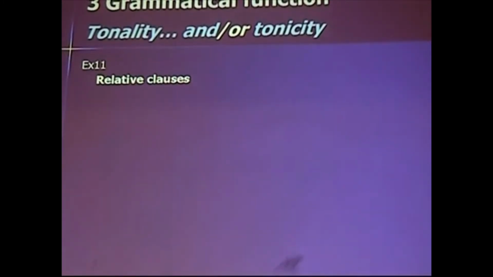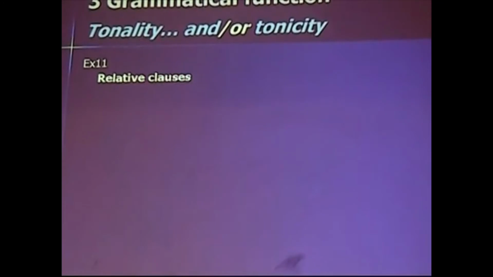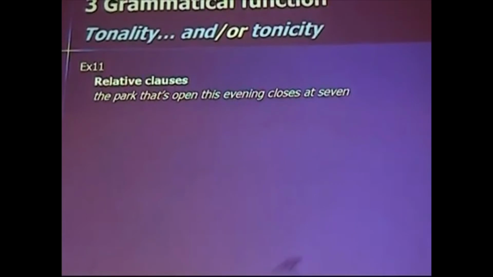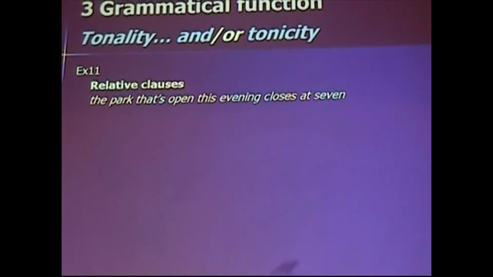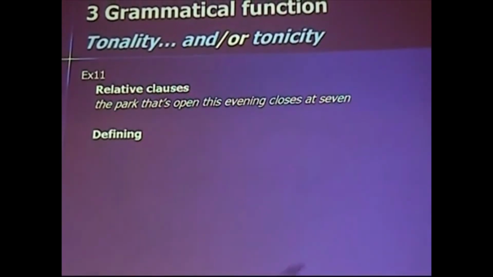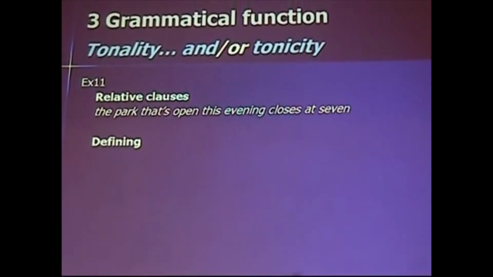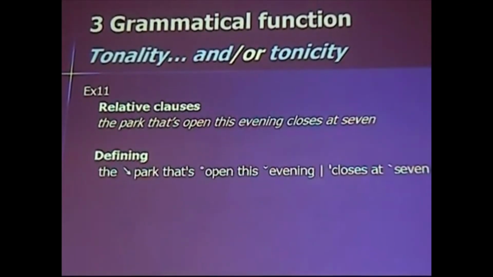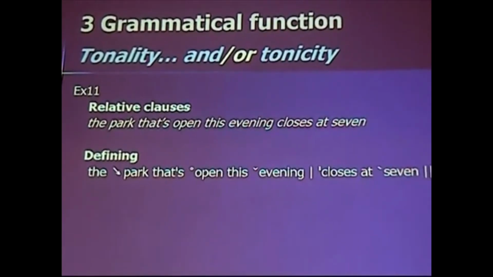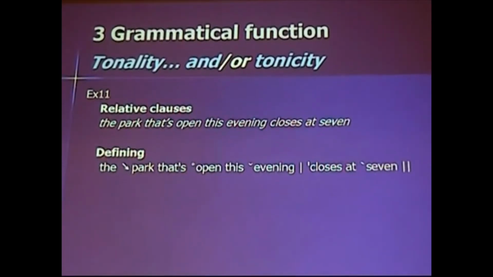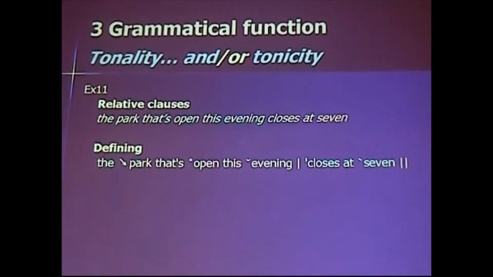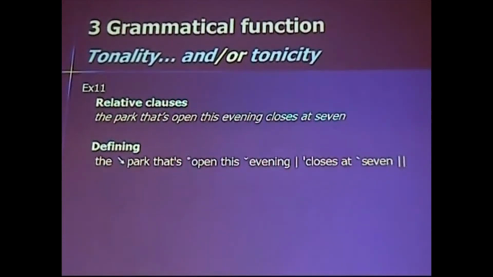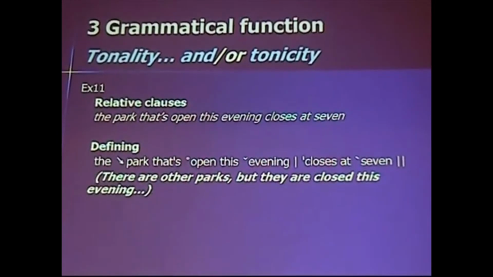Sometimes getting the relative clause right can help people. Sometimes it's very important and useful information. We've got another example at example 11 about parks and opening and closing times. If we want to define a particular park to save you a wasted journey, the park that's open this evening closes at 7. I might say the park that's open this evening is the one at the roundabout. I'm telling you something about that park which is open this evening. I am making sure that you don't go to any of the other parks.